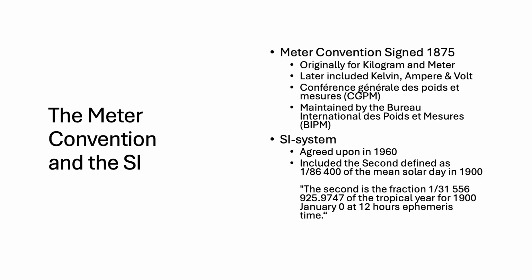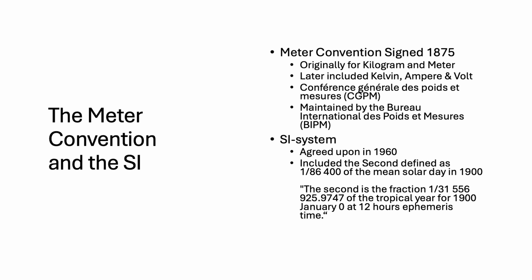Roughly about the same time, people started to align the other units. And 150 years ago, the meter convention was signed. It was originally intended for the meter and the kilogram, but later also included the Kelvin, ampere, and volt. And it ended up in the 60s. So they tried to close the circle and include all units into the SI system.